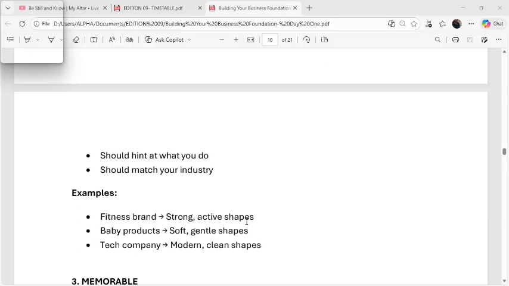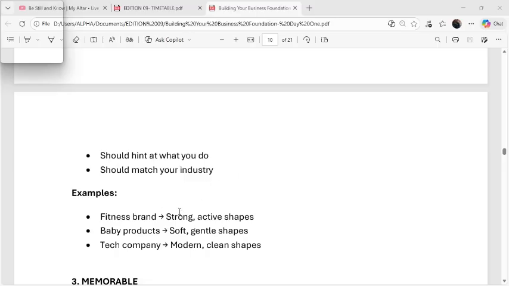Number 2, it needs to be relevant. It should hint at what you do and match your industry. You are not like Apple, because Apple has built their company to an extent that everybody knows about them. But if you are a startup and you decide to do like Apple, an apple has got nothing to do with technology, right? They don't mix. This is a fruit, but they are doing technology stuff. You cannot do that as a startup, because we won't even know what industry you are in or what your business is all about.